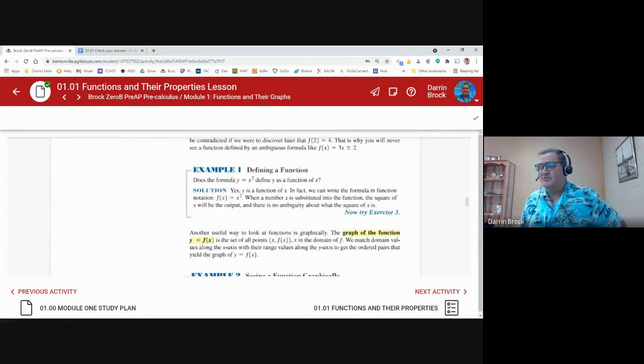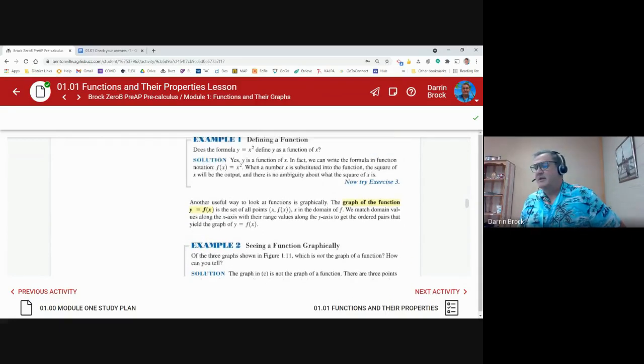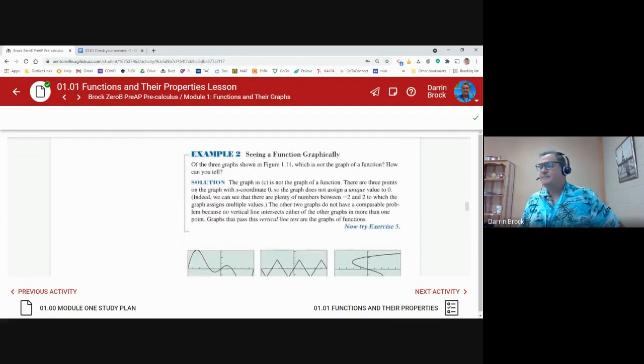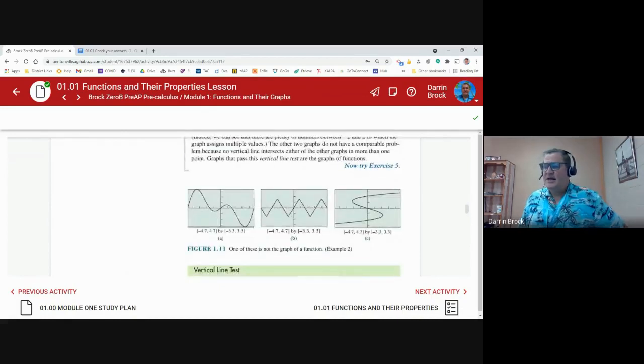Does the formula y equals x squared define y as a function of x? If it defines y as a function of x, that means it's a function. Yes, y is a function of x in this case, because we can write the formula f of x equals x squared. And when you put an x in there, it comes up with exactly one value for that x. So there's no ambiguity about what the square of x is. If you put it in there and you could get two different answers, then it would not be a function, right?